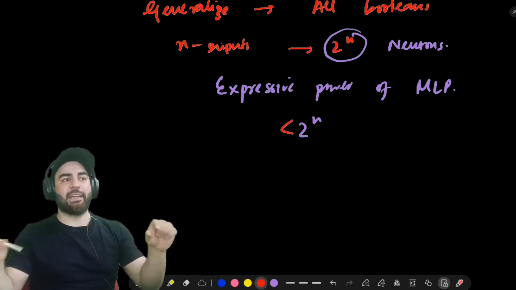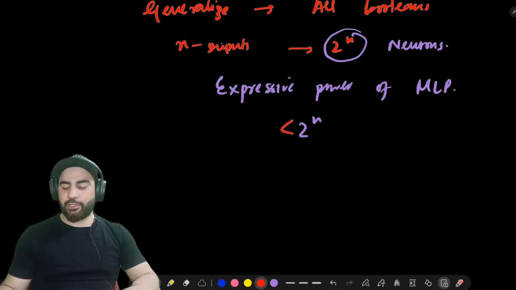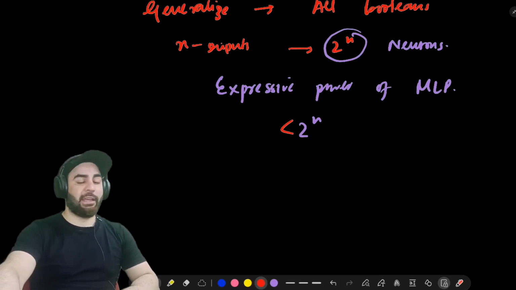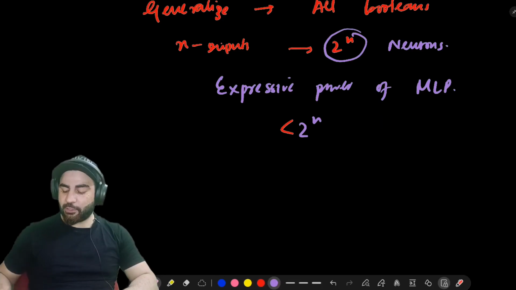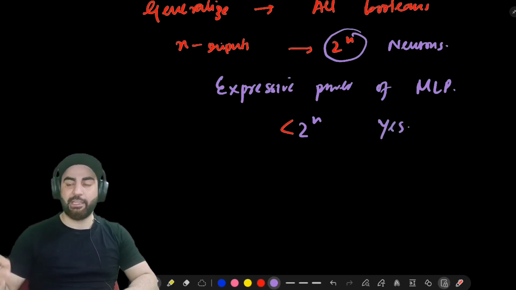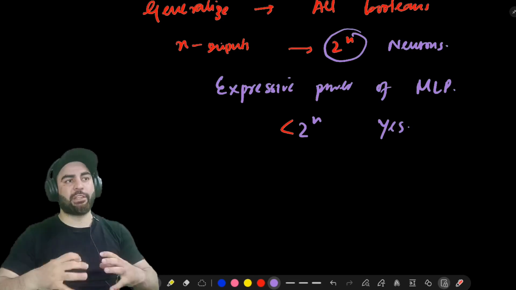And I don't have one layer. Can I have multiple layers? That's the question we'll answer maybe in the universal approximation theorem. But the answer to this question is: yes, there is a possibility that you can reduce the number of neurons in that.